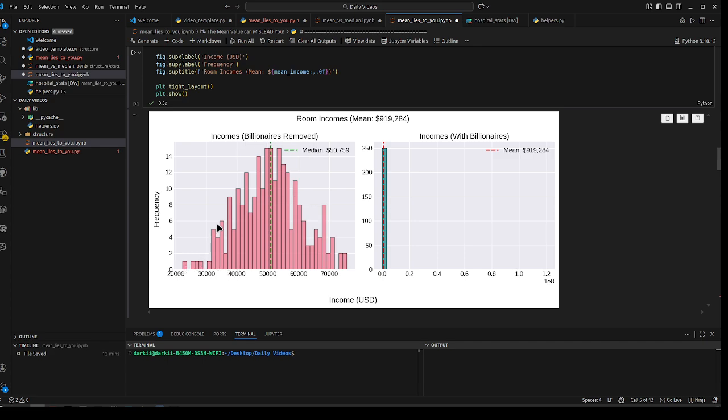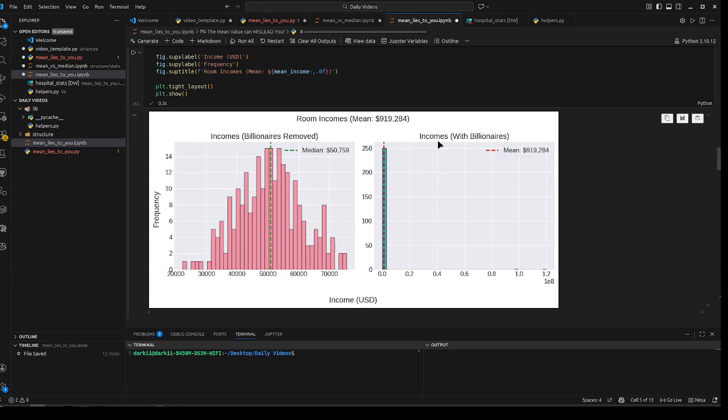So here we have the distribution. It's a fairly normal distribution when we have the billionaires removed, and we see that the median lands pretty much straight in the middle, right? Normally distributed, there's not a whole lot of skewness or movement away from the center, right? So we see here, okay, cool.